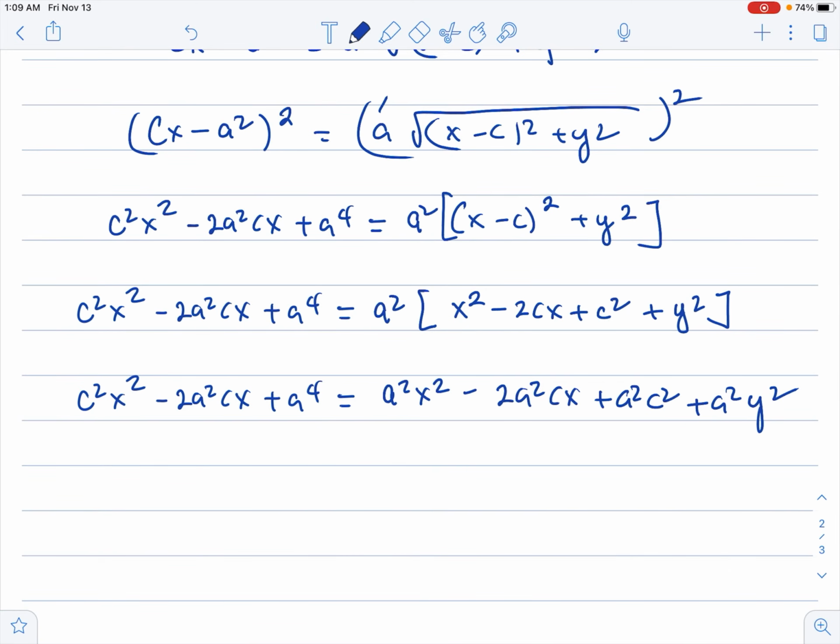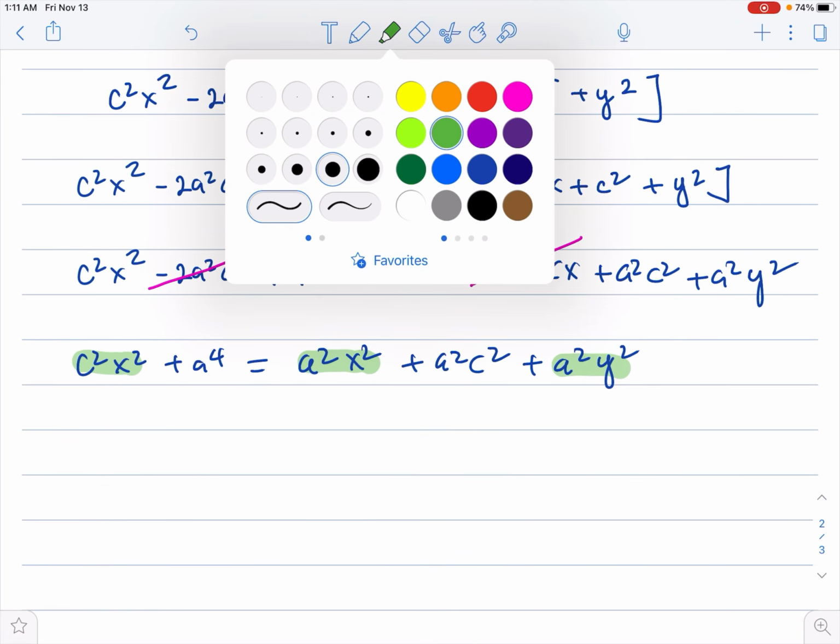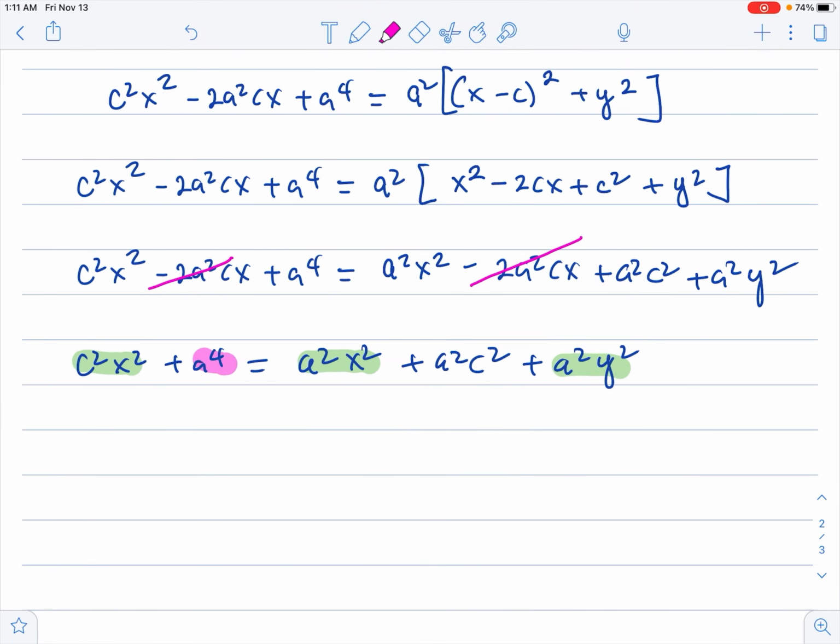Meron ba tayong pwedeng tanggalin? Meron, no? Yung minus 2a squared cx, parehong meron sa both sides. So, pwede natin tanggalin. Which means na c squared x squared plus a to the fourth is equal to a squared x squared plus a squared c squared plus a squared y squared. Ngayon, gusto kong pagsamahin itong c squared x squared, itong a squared x squared, tsaka a squared y squared. Gusto ko na sa left hand side sila. Tapos itong dalawang ito ay nasa right hand side.